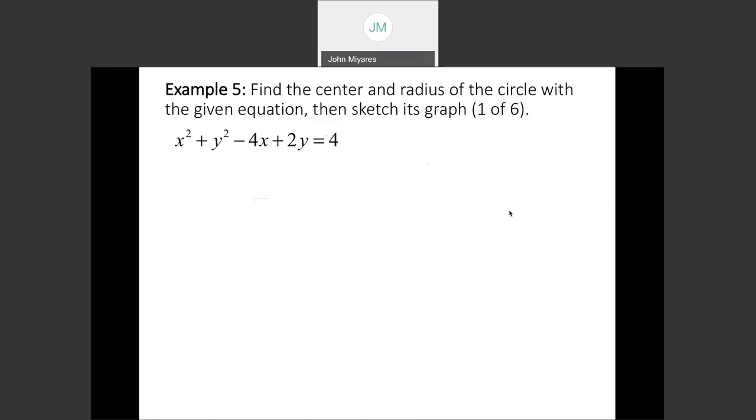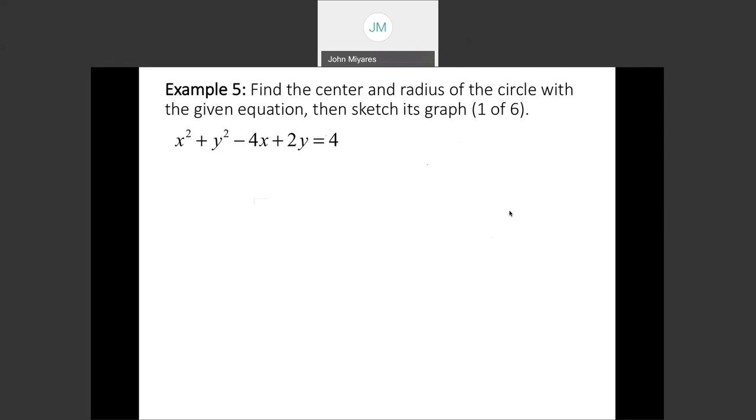So now things get a little bit tougher, but hey, you're in college now, you're tough. We want to find the center and radius of the circle given and then sketch its graph like before, but unlike before, we are not given the equation in standard form. The equation that's given to us is x squared plus y squared minus 4x plus 2y equals 4.